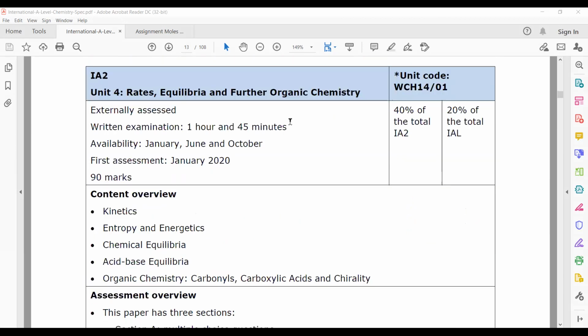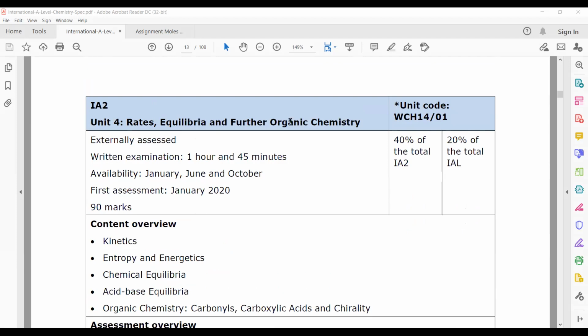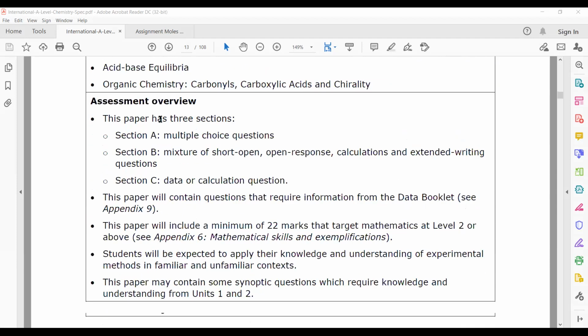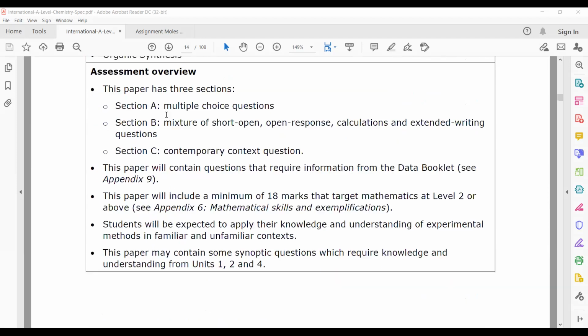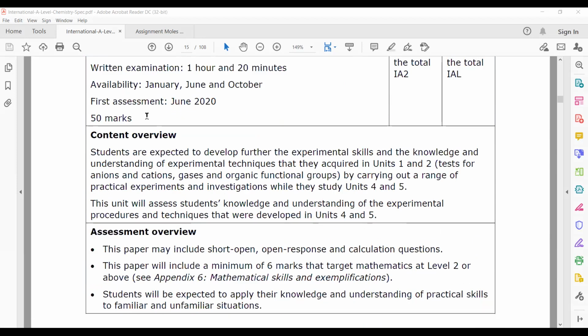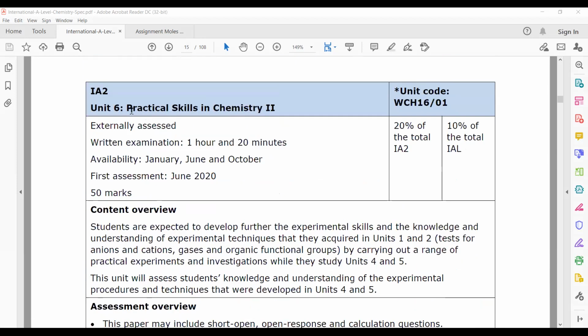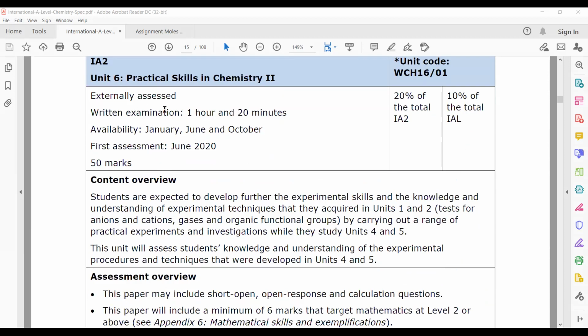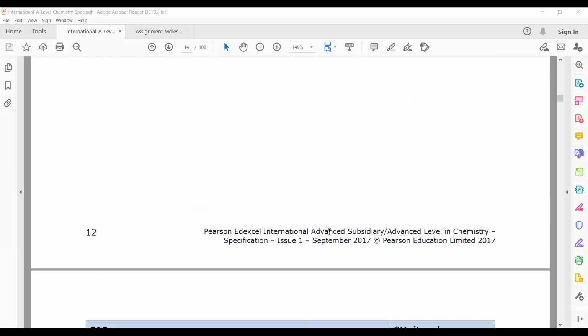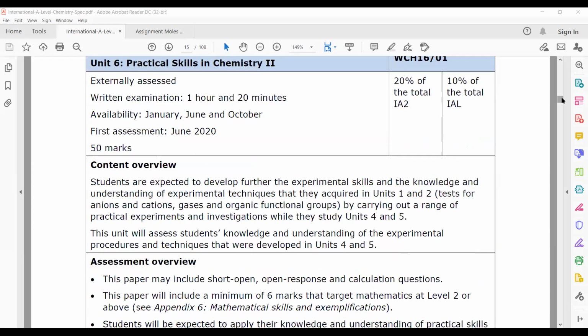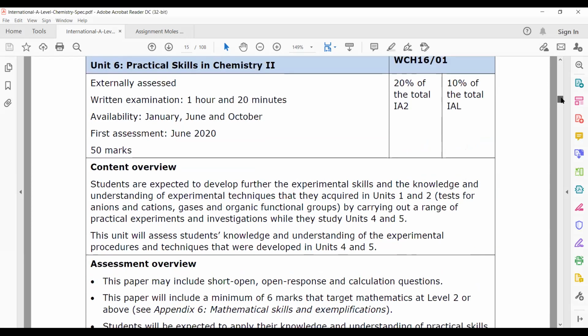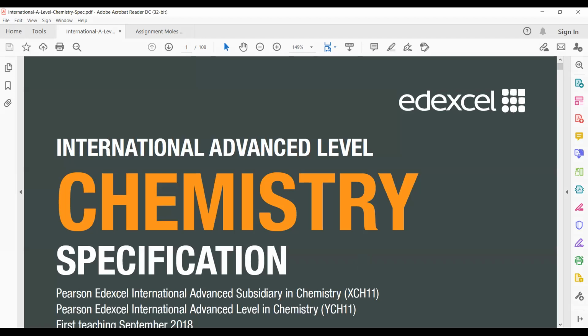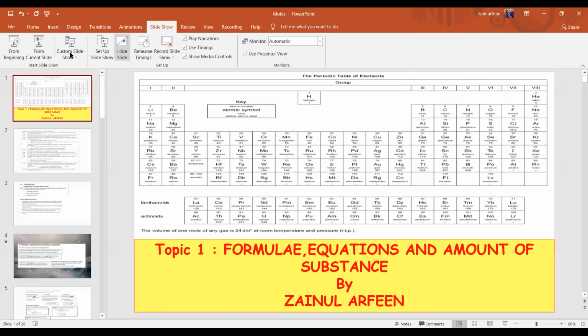Then unit 4, you are not appearing for unit 4, only the first 3 units you will appear. So unit 4, 5, and 6, that we will discuss in A2. So our main focus is unit 1, unit 2, and unit 3. Then we start our first topic of unit 1, which is about the formulas, equations, and amount of substance.